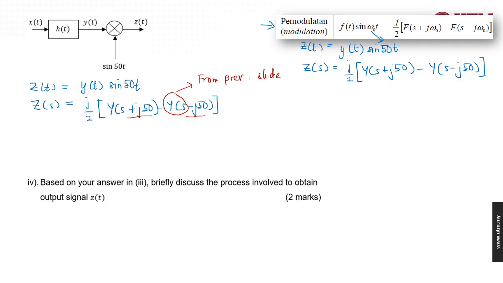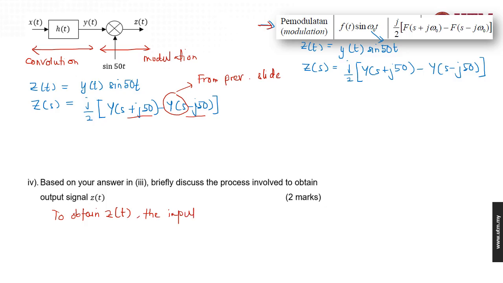Okay, so next, based on your answer in 3, briefly discuss the process involved to obtain output zt. Okay, so obviously in the first part of the figure you have convolution. Okay, and the second part of the figure you have the modulation. So therefore you can answer to obtain zt, the input signal. So in this case, we have input xt, ht, and also sine 50.